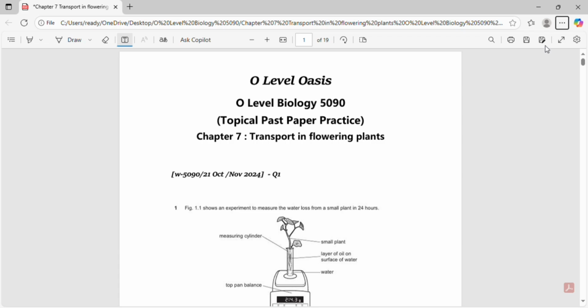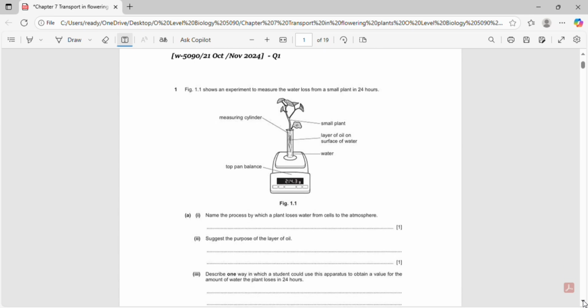Let's get started. So, the first question we have is, Figure 1.1 shows an experiment to measure the water loss from a small plant in 24 hours. The diagram shows a potometer, which is a device used in biology to measure the rate of water uptake by a plant. In this setup, you can see a small plant with its roots submerged in water, a measuring cylinder holding the water, a layer of oil floating on the surface, and the whole setup placed on a top pan balance showing a mass of 214.3 grams.